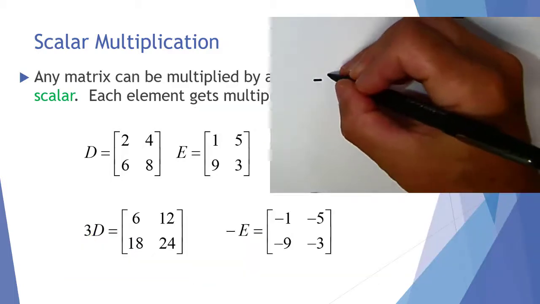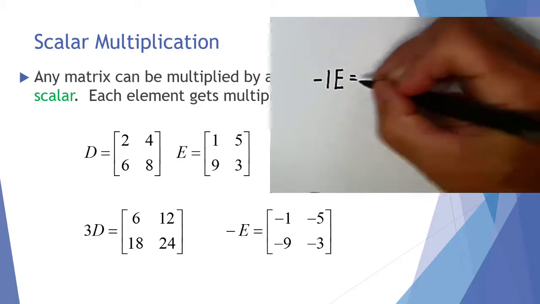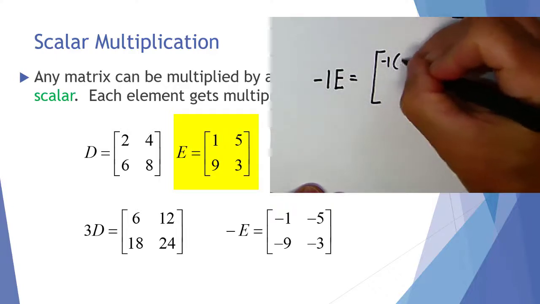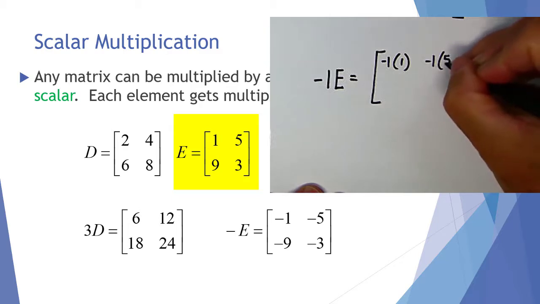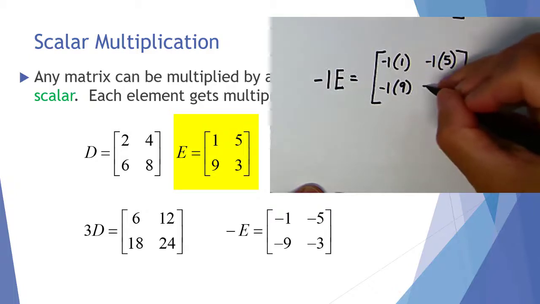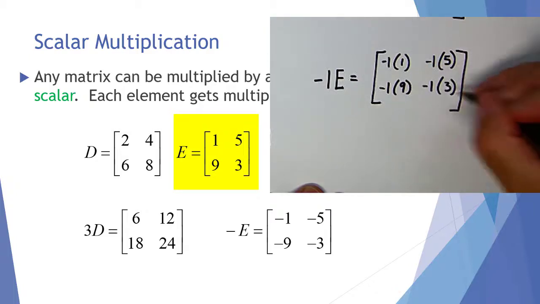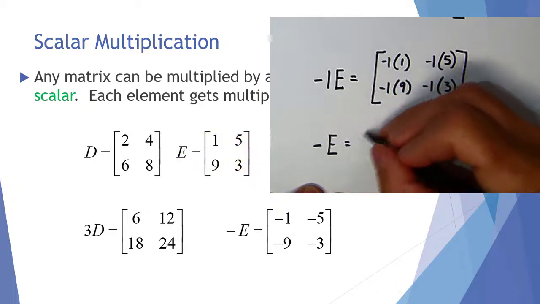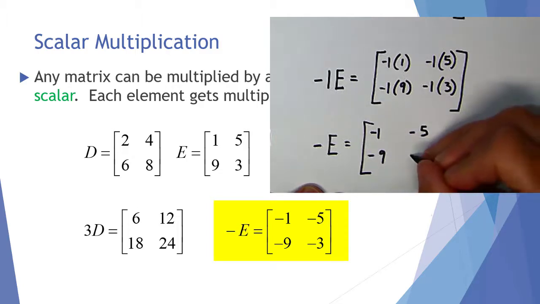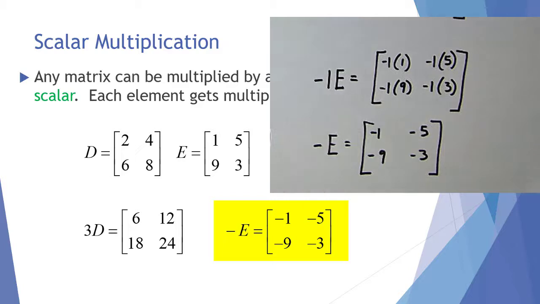Negative E is like saying -1 times E, so that means we're going to multiply every element of E by -1. So that's going to be -1 times 1 in the top left, -1 times 5, top right, -1 times 9 in the bottom left, and -1 times 3 in the bottom right. So negative E then is just as shown, -1, -5, -9, and -3. Okay, there it is. Those are pretty easy operations. Let's take a look at one more. It's a fairly simple operation before we look at some more complex operations.